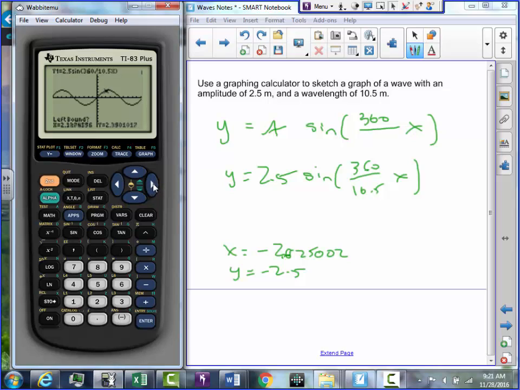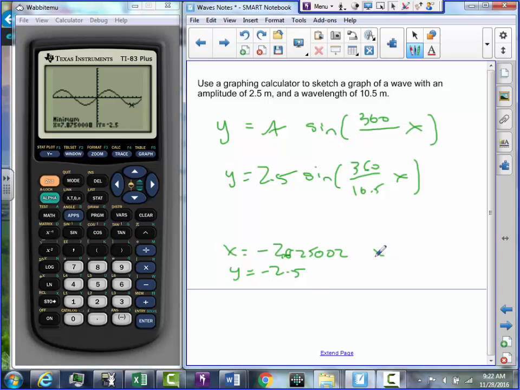So if I find the other value over here, it's going to take a while to get there. Okay, if I find the other point here, it's at 7.875008, and again, negative 2.5. Well, the negative 2.5 I expected because that's the amplitude. It should have gone up or down 2.5. But it's the x values that I really care about.